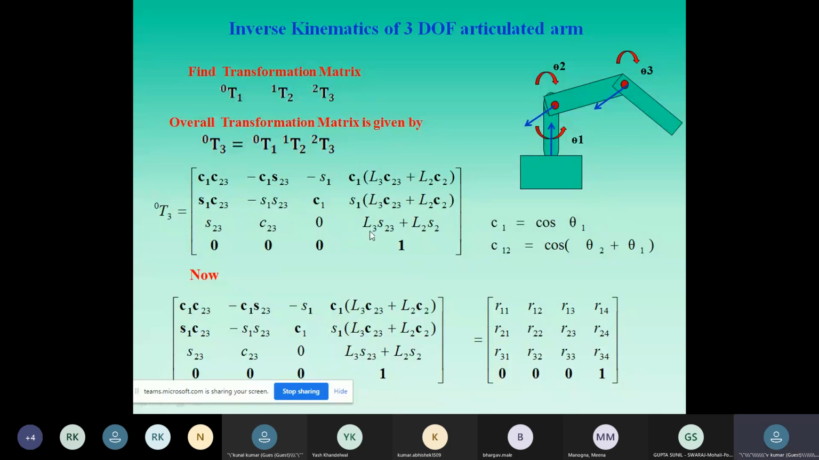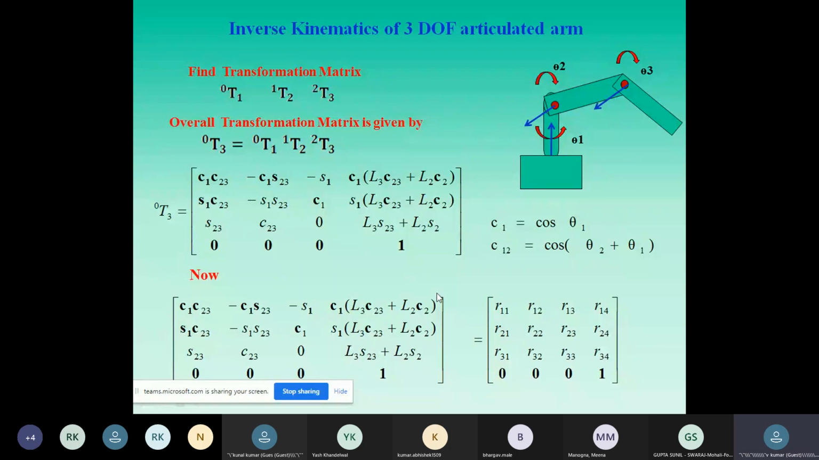Our notation: C1 means cos theta 1, C23 means cos of theta 2 plus theta 3, and similarly S23 means sin of theta 2 plus theta 3. Remember it. So the matrix from forward kinematics and the given end effector pose should be equal. Then we get equations. There are 12 equations here, but the unknowns are only theta 1, theta 2, and theta 3.